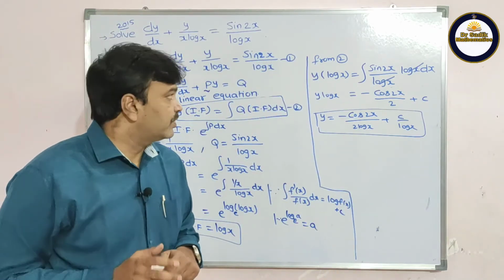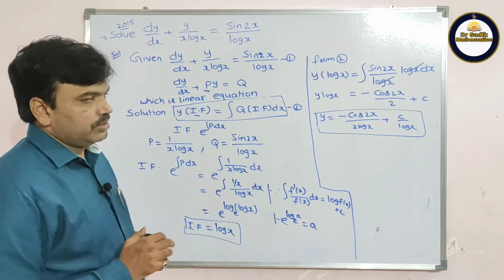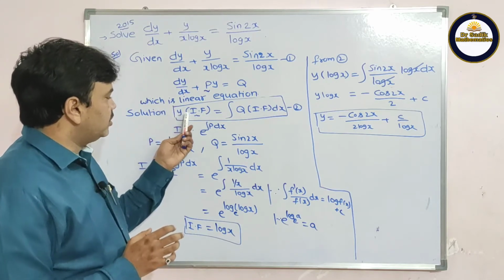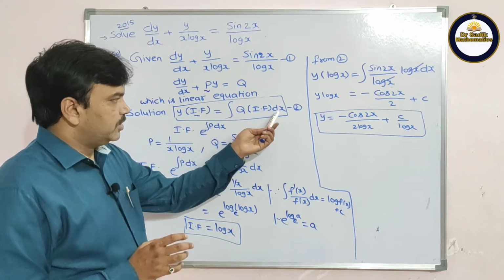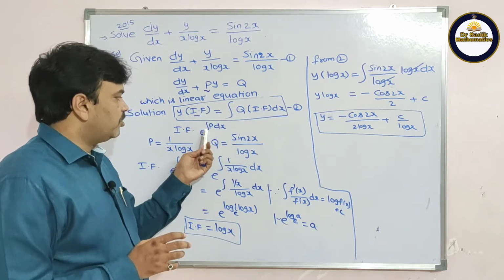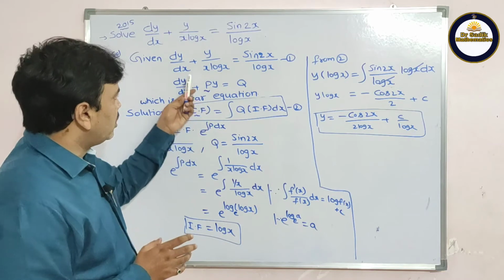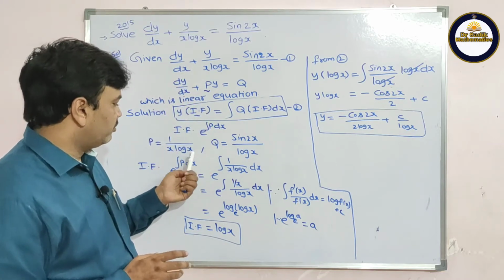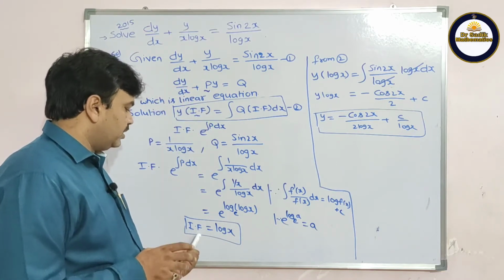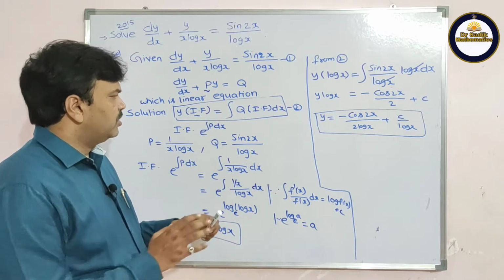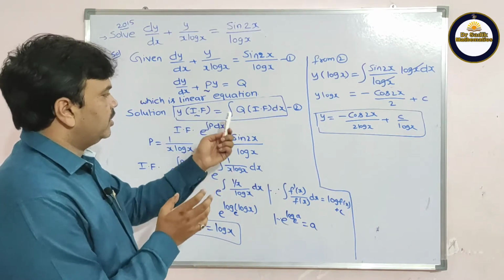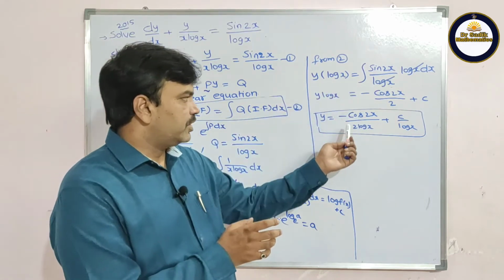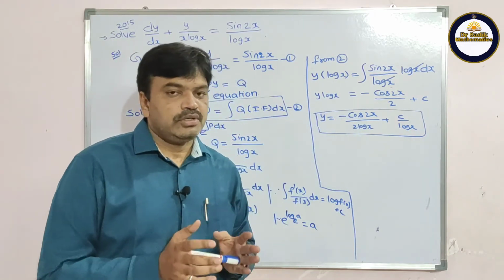One second, friends. This is a linear equation. So the solution is y into integrating factor is equal to the integral of q into integrating factor into dx. Here the integrating factor is e power integral p dx. Compare these two to get p and q, find the integrating factor, simply substitute y, integrating factor and q, and then evaluate this integration. We get the required solution.